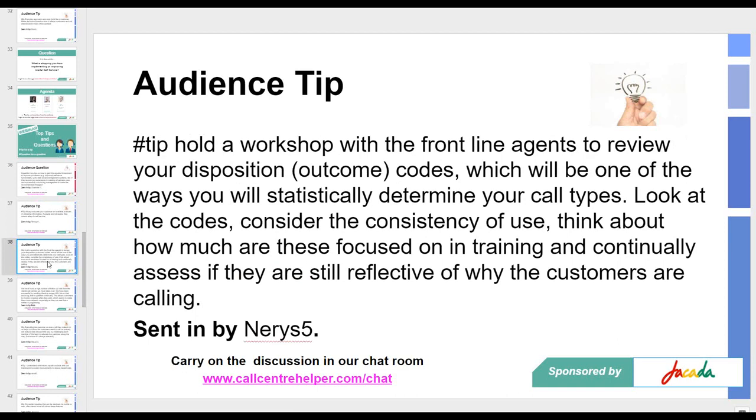And there it says, hold a workshop with frontline agents to review your disposition or outcome codes, sometimes known as wrap-up codes, which will be one of the ways you will statistically determine your call types. Incidentally, that's also very good for building your business case. Look at the codes, consider the consistency of use, think about how much they are being focused in on training, and continually assess if they are reflective of why customers are calling.